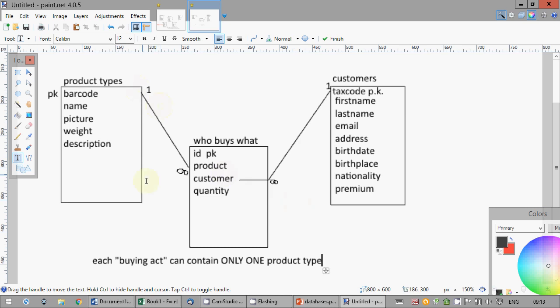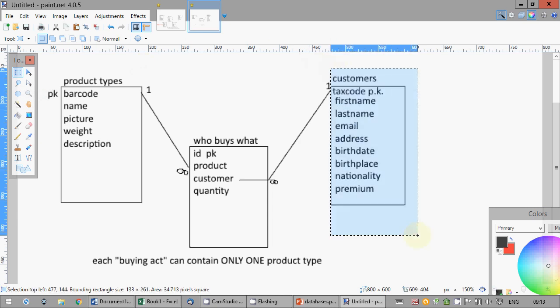The reason for this limitation is that this relation is not really one-to-many, but many-to-many, because a buying act should contain several product types, not only one. So the relation here is not one-to-many, it's many-to-many. So we need to add another table here in the middle. In order to add another table in the middle, I need to move away this table here, for example.